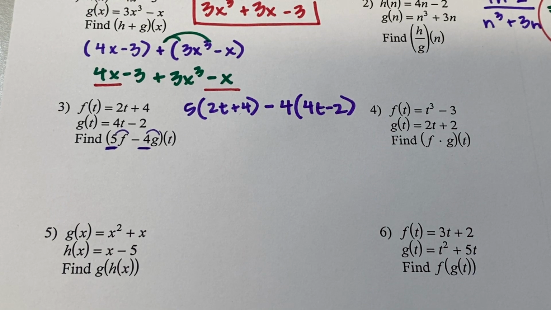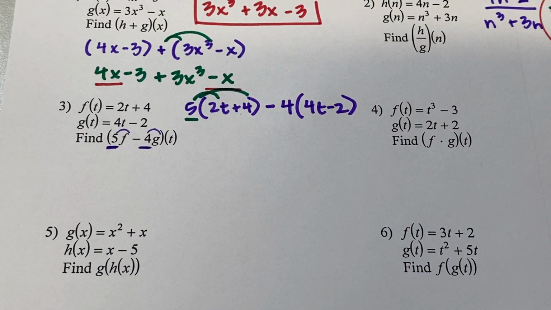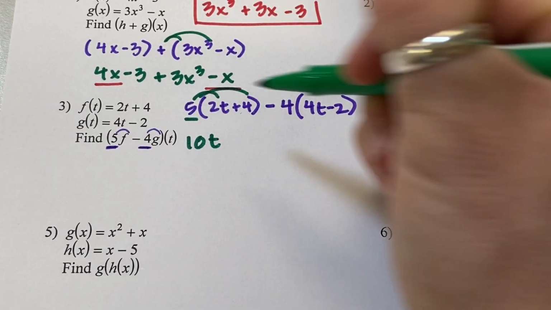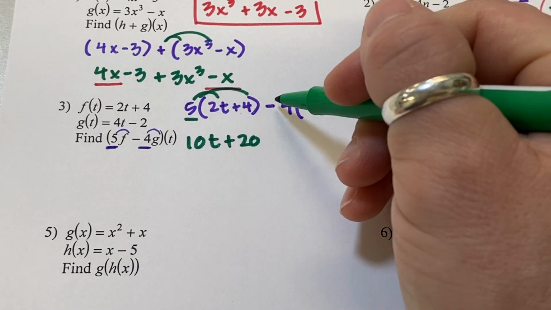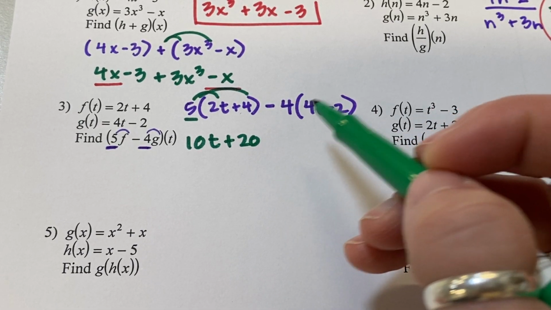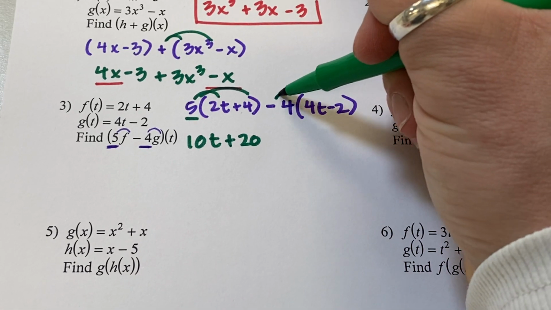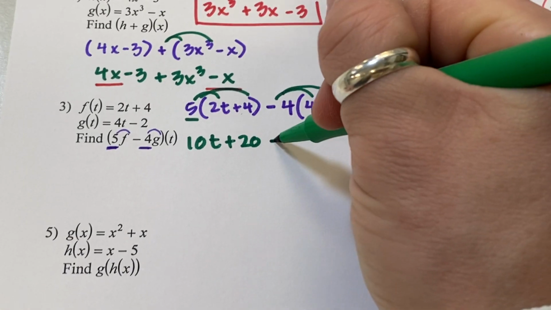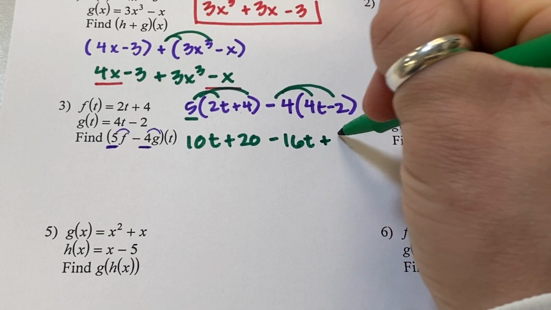Well, you guys know to distribute, right? Whenever we see a number in front of our parentheses, we got to distribute, got to multiply to everything inside. So this becomes 10t, 5 times 4 positive 20. Now I'm gonna kind of do a 2-for-1 here. If I just treat this like -4, then I don't really have to think about subtracting. So I'm gonna take that -4, multiply everything inside. -4 times +4 is -16t. -4 times -2, positive 8.